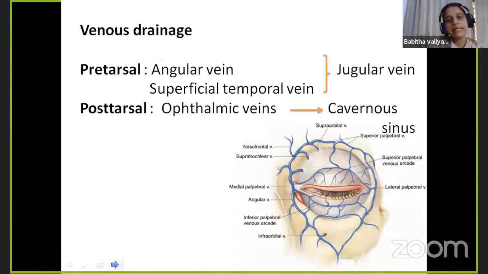Venous drainage. The pretarsal area is drained to the angular vein and superficial temporal vein. The medial aspect drains to the angular vein, which in turn drains to the internal jugular vein, whereas the lateral aspect drains to the superficial temporal vein and external jugular vein. And the post-tarsal area drains through the ophthalmic vein to the cavernous sinus. Therefore, there is a chance of spread of infection from the lid to the cavernous sinus, which leads to cavernous sinus thrombosis.